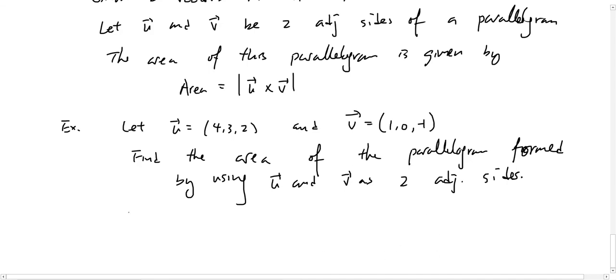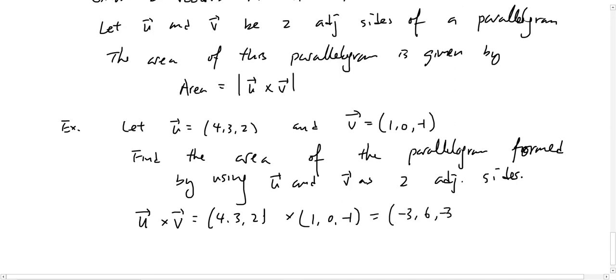So we can definitely do the cross product. That is equal to 4, 3, 2 cross product 1, 0, negative 1. Now we have done quite a few of these cross products already, so I'm going to trust that you can do that on your own. So I'm just going to show you what the answer is. That comes out to be negative 3, 6, negative 3. And so now what is the length of this cross product? Well, that would be what the area is.